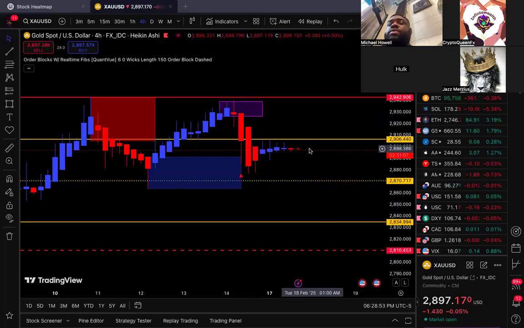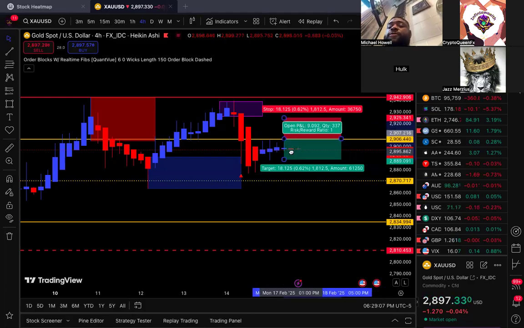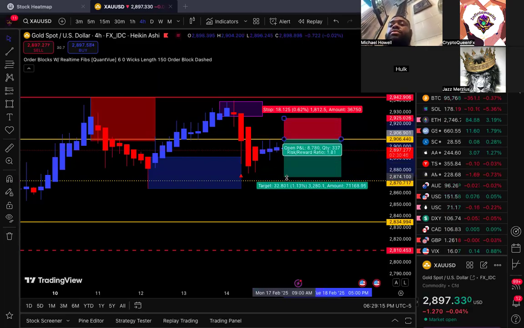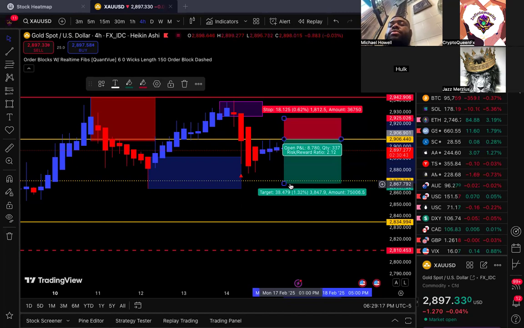So we're looking for gold to continue in selling. So it would be like this. I would take it from the level of resistance where we're seeing the resistance at, and take it right to the midweek.